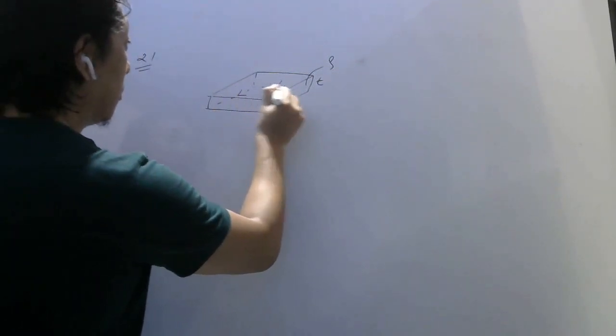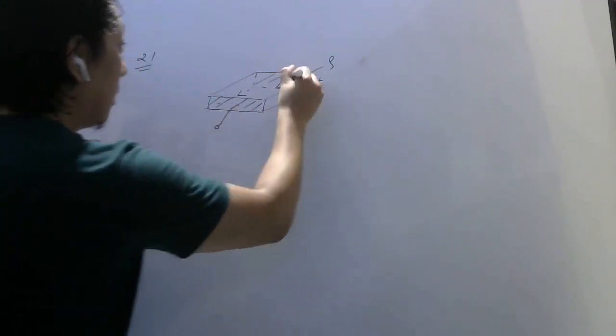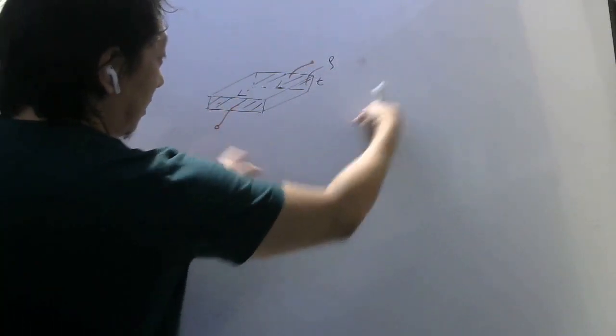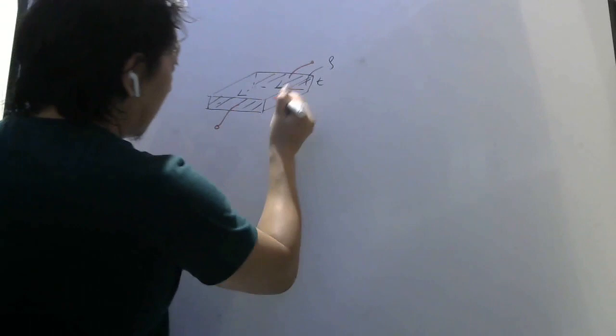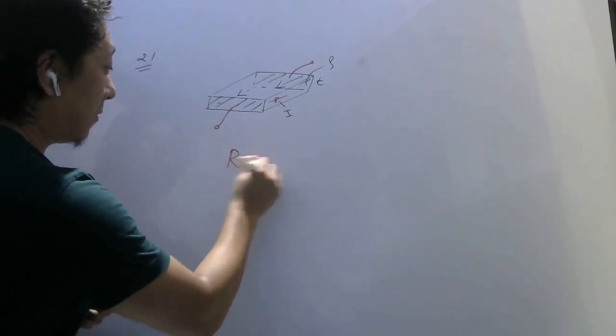So they have shown this part shaded and this part shaded. They want the resistance between this terminal and that terminal. If you want resistance between those two, you have to imagine a battery here, so current will flow like this if you put a battery. So what will be the resistance R?